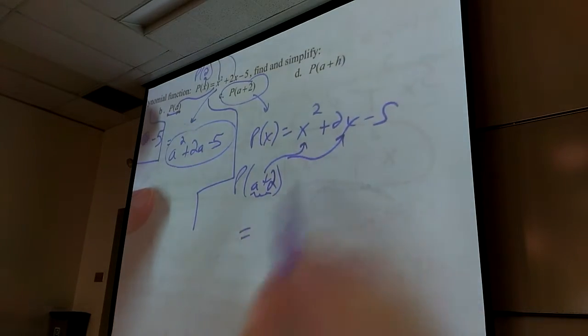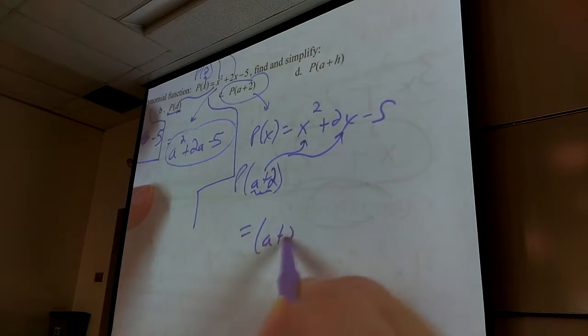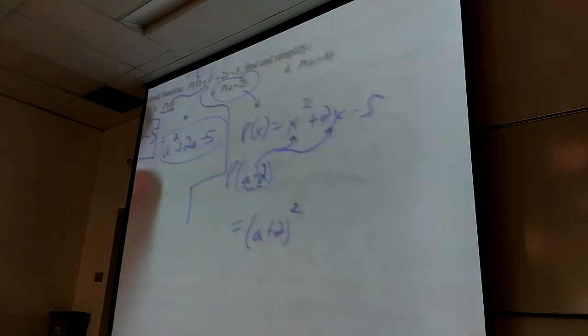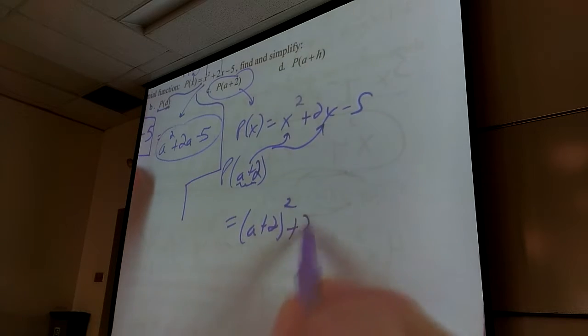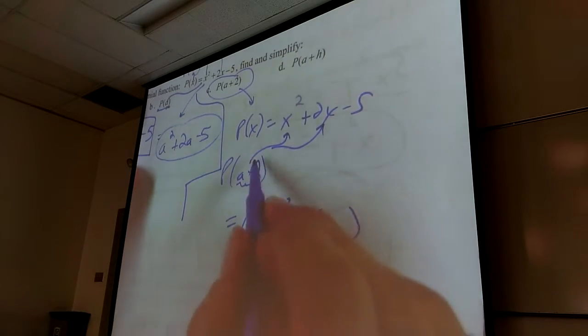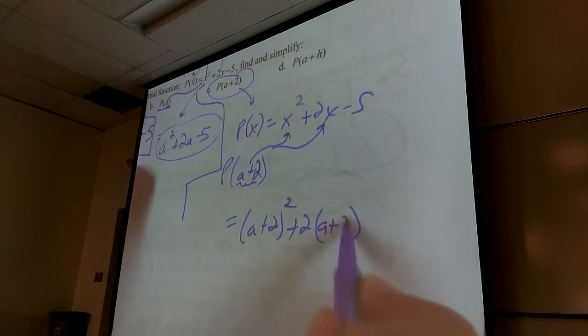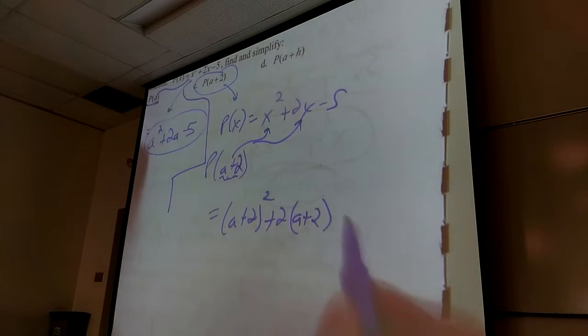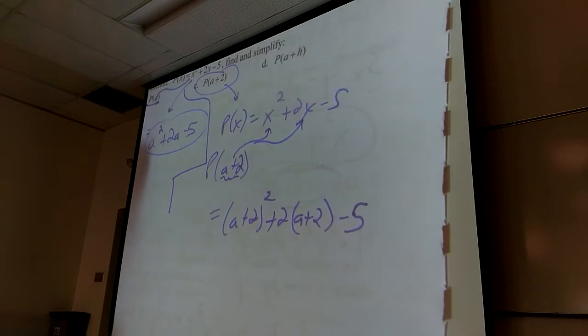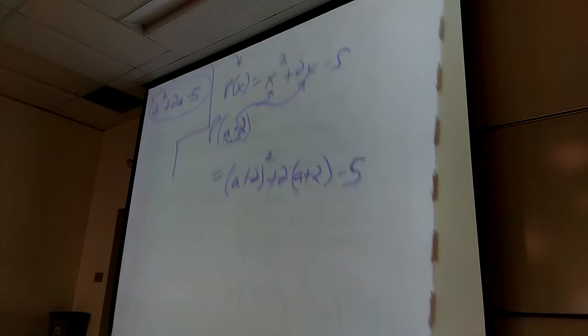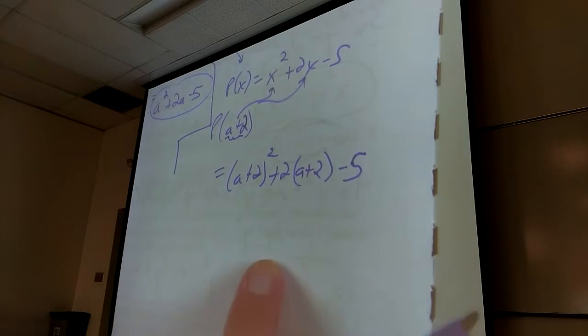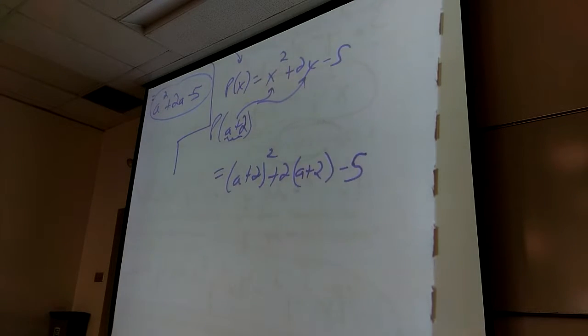So I'm going to have A plus 2 squared, because I'm going to throw that in there, plus twice A plus 2, minus 5. You guys, if you haven't done it yet, go ahead and simplify that a bit. Don't just leave it like this. There's a lot of stuff you could do there.